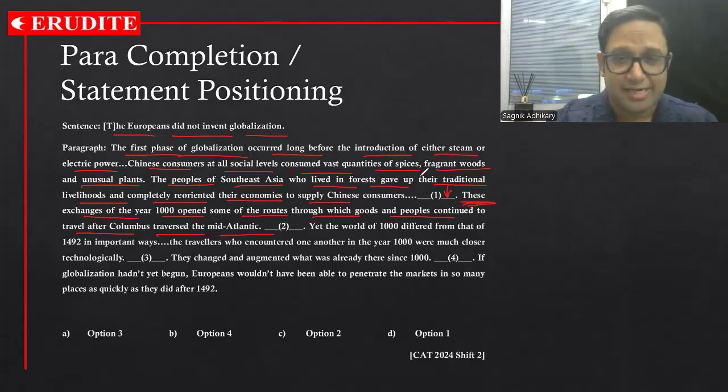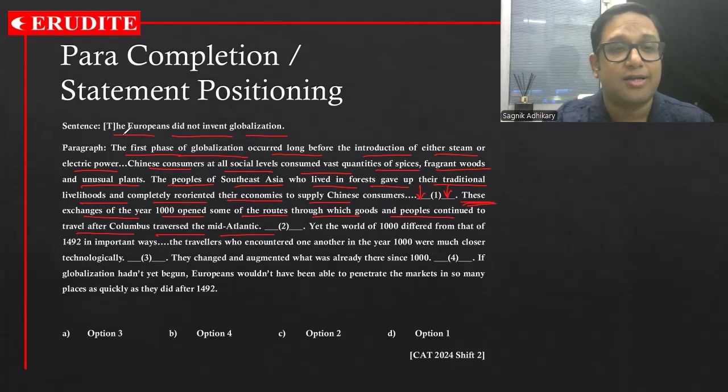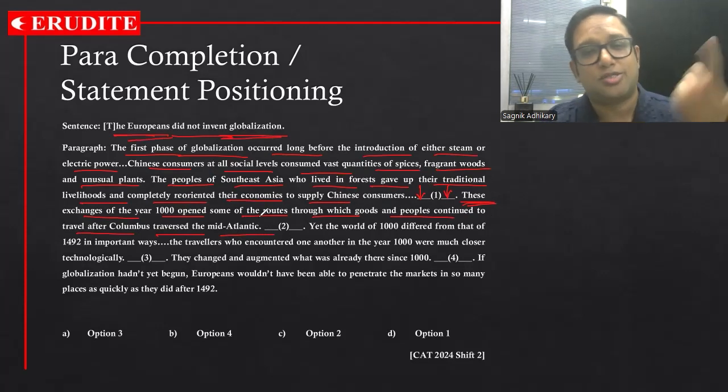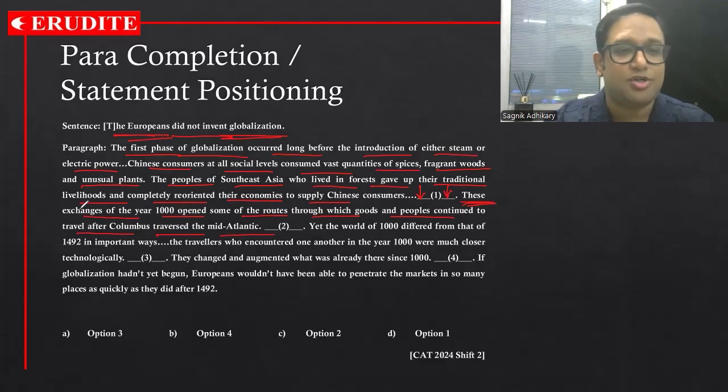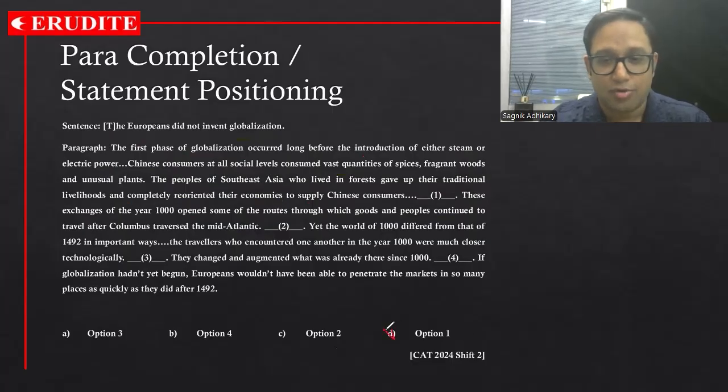If we try to fit the given sentence in blank one, it talks about the Europeans did not invent globalization. So Europeans, globalization, nothing which can be referred to as exchanges, which means clearly that the sentence cannot fit in blank one. So we can rule out option D. Next up, we see that 2 is also easy to eliminate. These exchanges of the year 1000 opened some of the routes through which goods and peoples continued to travel after Columbus traversed the mid-Atlantic. Then we have blank 2.